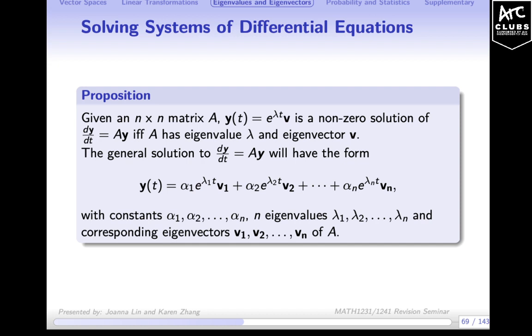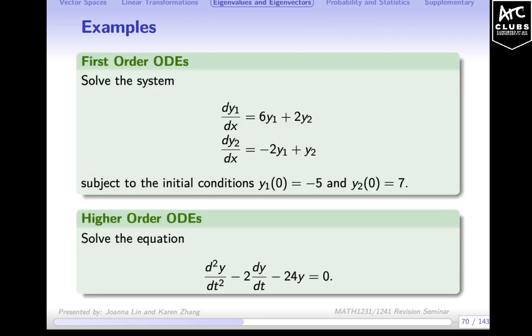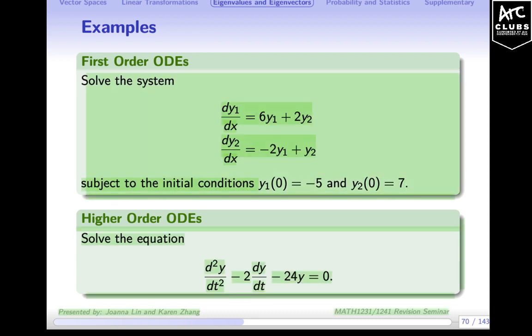Okay, so I guess you all know from calculus that the general solution is essentially just a sum of your solutions, each multiplied by some constant. I have alpha 1 up to alpha n here. Again, it might seem a little bit confusing, but we'll just go through an example right now. So these are two examples. The first one is a first order ODE. You're asked to solve this system of linear equations subject to the initial conditions stated below.